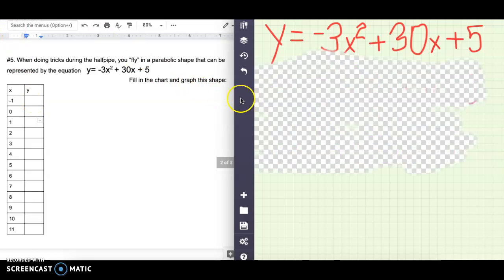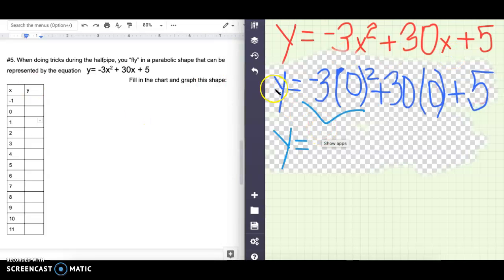Figure that out and put it in here for y. So next, we're going to do 0. And so that's another tricky one. I'll help you through that. Y equals... And go ahead and rewrite this with 0. We have y equals negative 3 times 0 squared plus 30 times 0 plus 5. Remember to use your PEMDAS, exponents, then multiply, and at the very end we'll add.